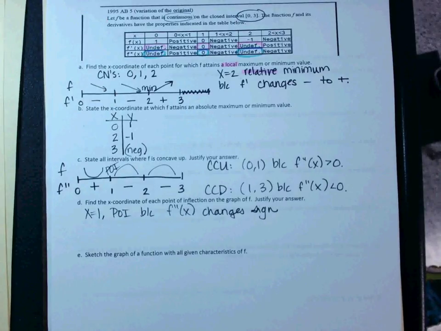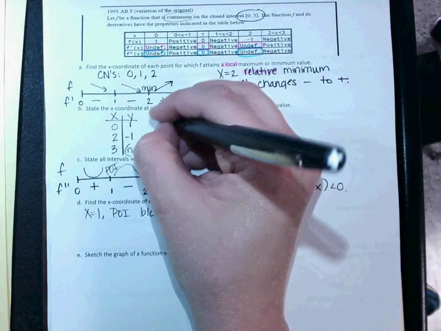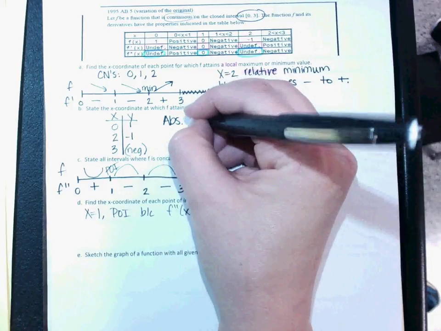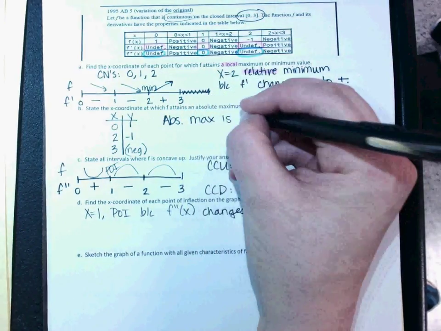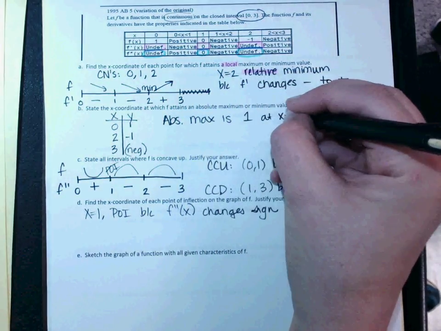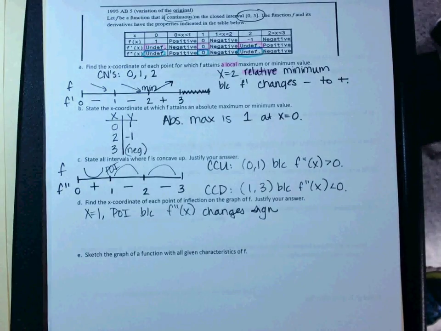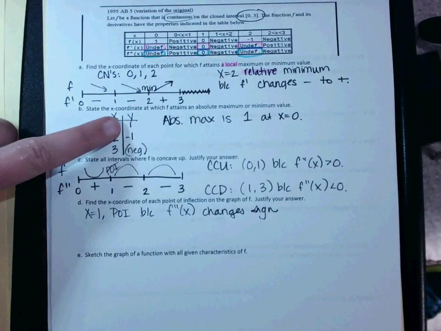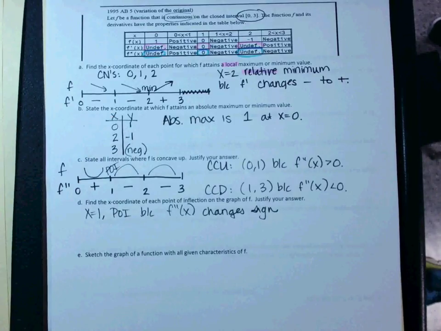Okay, out of those numbers, which one do we know is the biggest? 0. Okay, 1 at 0. So we know our absolute max is 1. It happens at x equals 0. And that's obvious in the table because we know that it is the only positive number. Now for the minimum, it's a little bit trickier, but not much.